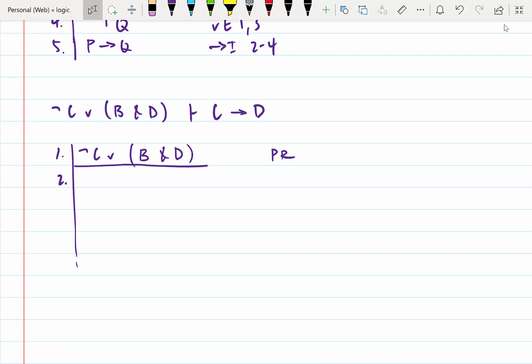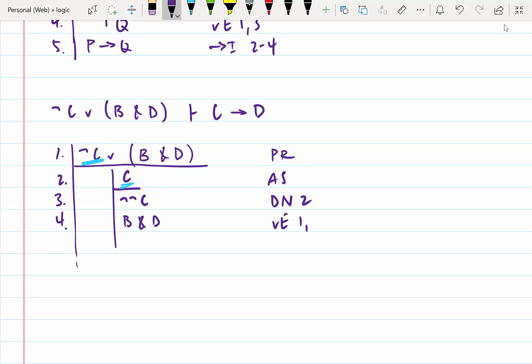Okay, here's a second example. My premise is not C or B and D, and my conclusion is if C, then D. On line 2, I'm going to start with C as my assumption. Again, I want to use wedge elim, but I've got not C here and only C here. So I need to use double negation to get not not C. So that's DN line 2. Now on line 4, I can put B and D. So that's wedge elim, 1 and 3.